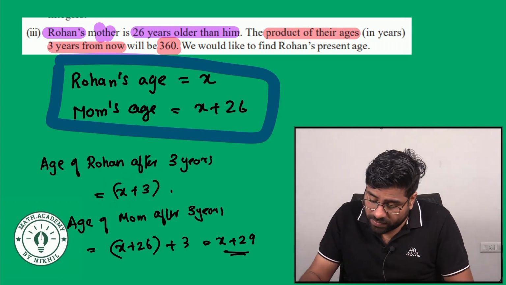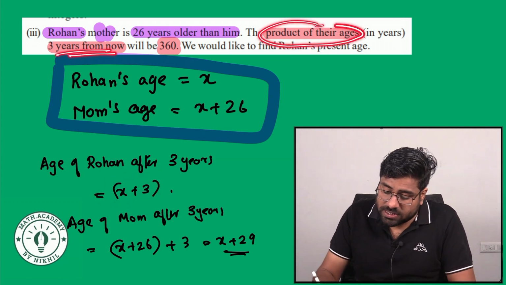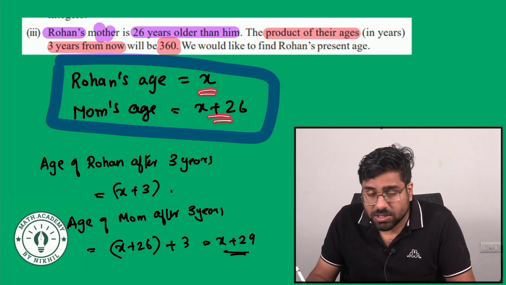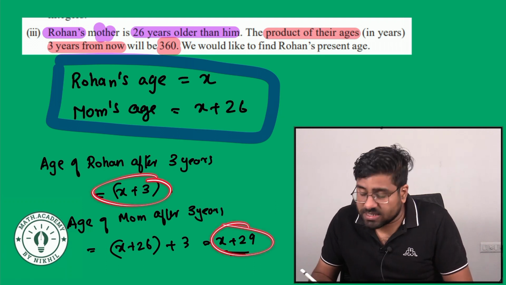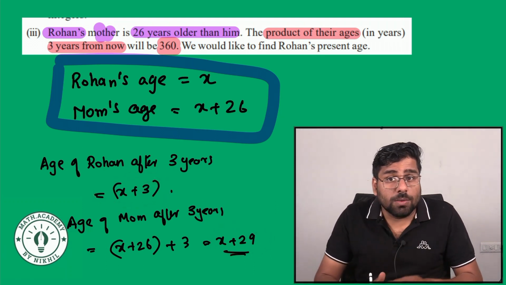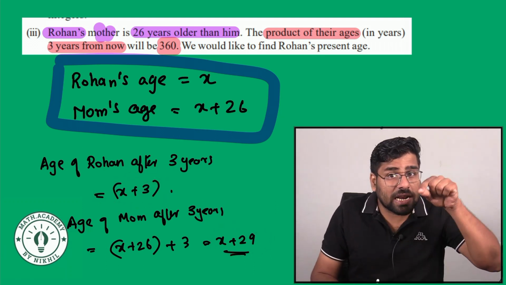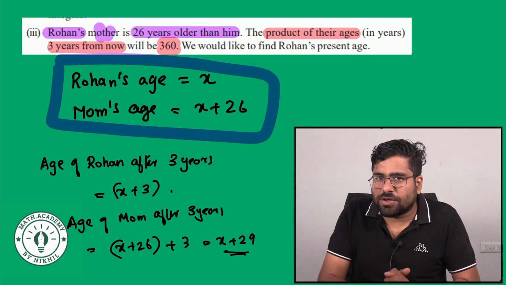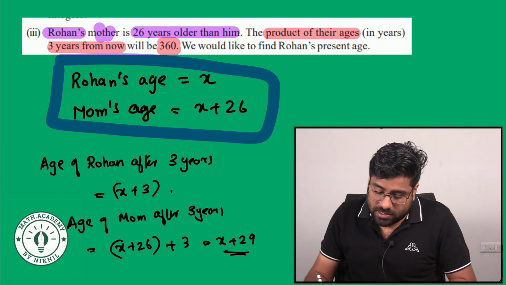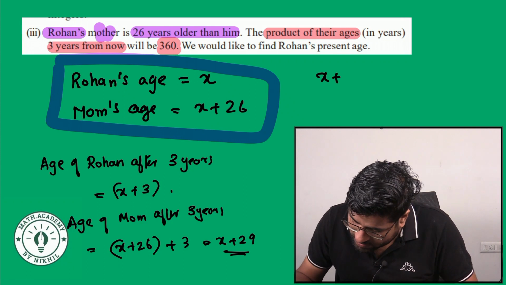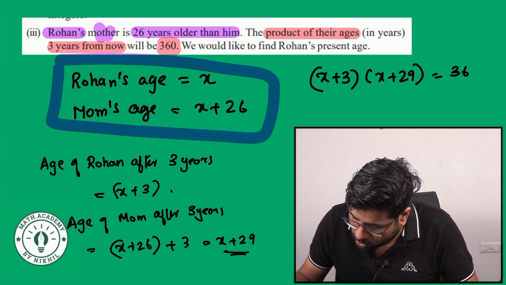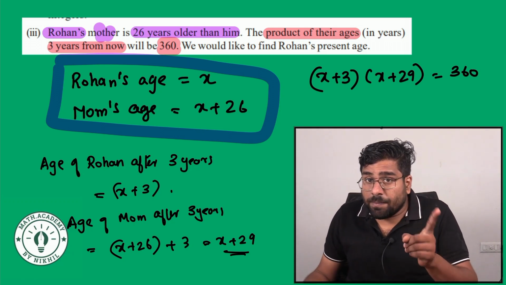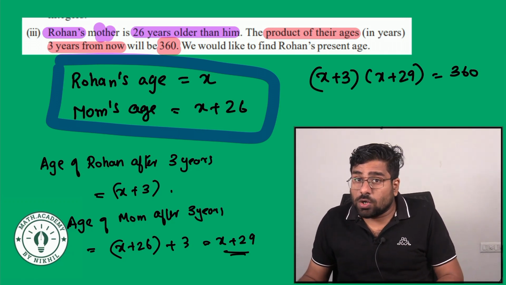Now what is the information that is given? The product of their ages 3 years from now. Should I multiply these two? No, I am supposed to multiply x plus 3 and x plus 29. Why? Because the product is not talking about their current ages. Instead, the product is talking about the ages after 3 years. So that is going to be x plus 3 into x plus 29, which is equal to 360.